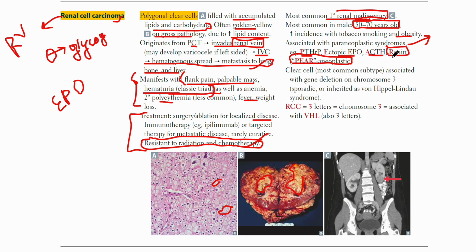glomerular filtration, right? So clear cell is the most common subtype of renal cell carcinoma, with gene deletion on chromosome 3, and it is also sporadic or inherited as von Hippel-Lindau syndrome, VHL disease, right? So RCC has 3 letters, also chromosome 3, and is associated with VHL, von Hippel-Lindau disease, which also has 3 letters right here. This you can see in the MRI scan right here. You can see the clear demarcation of this tumor infiltrating the kidney, right? So this is renal cell carcinoma for you.